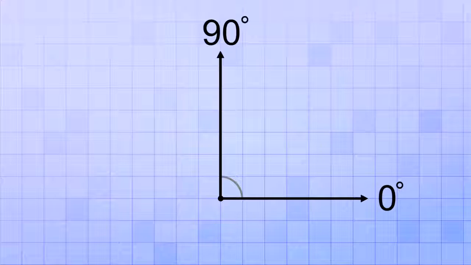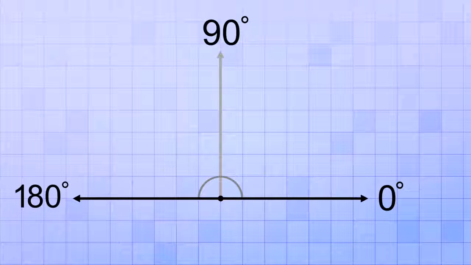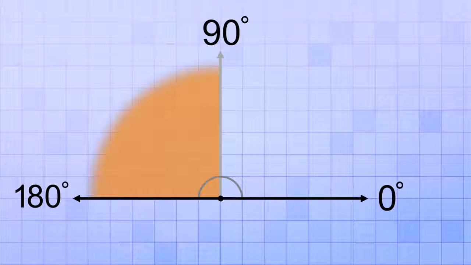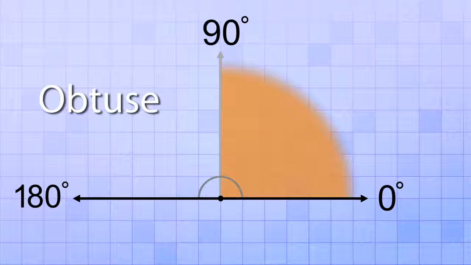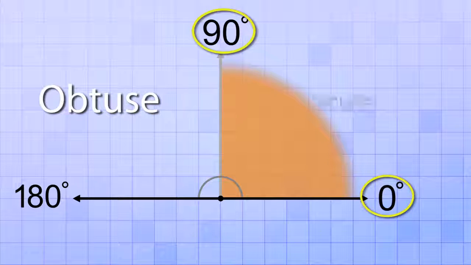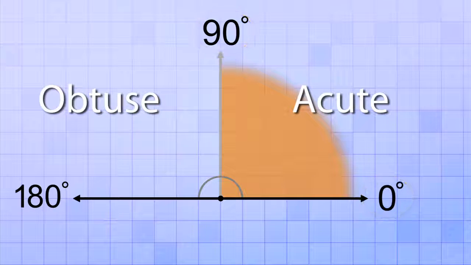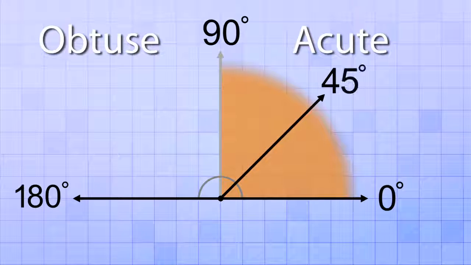It's 90 degrees when they're perpendicular and form a right angle. And it's 180 degrees when they point in opposite directions and form a straight angle. In this region, between 90 and 180, we find obtuse angles. And in this region, between 0 and 90, we find acute angles. One important acute angle is 45 degrees since it's half of a right angle.